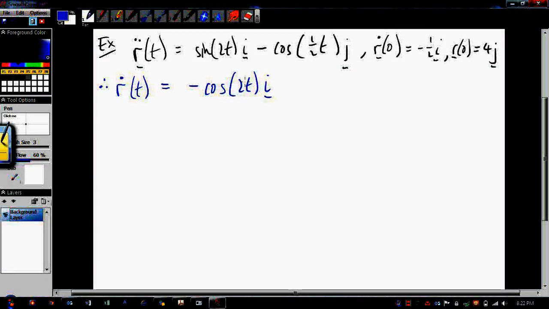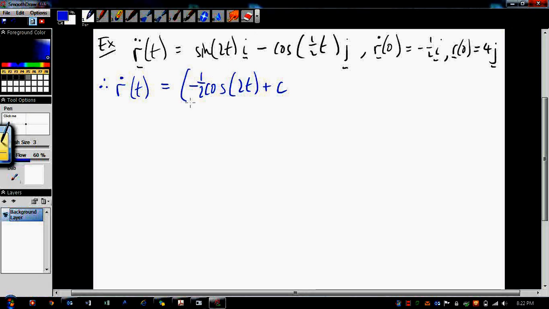What happens when we integrate sine? Well, sine will go to negative cos, so it'll be negative cos 2t i, and also this 2 we need to divide by, so there'll be a half in there. Now I've written i there, I'll take that i out. So we had a half in there, negative half cos 2t. Now, if we anti-differentiate sin 2t, there'll be a plus c in there. And that's all in the i direction.